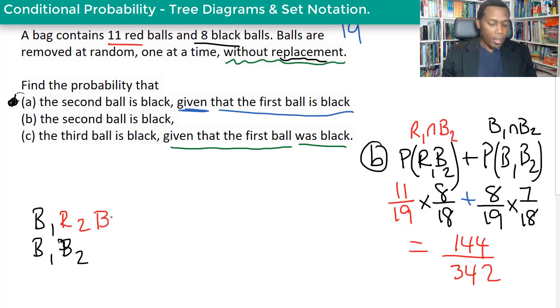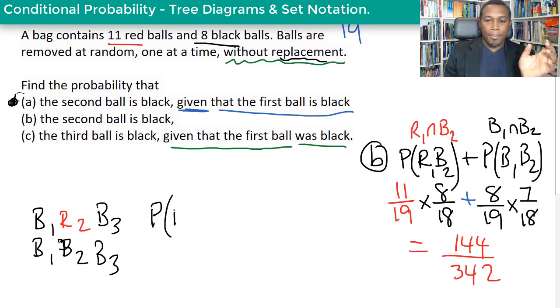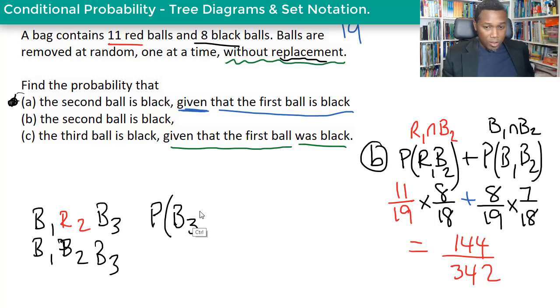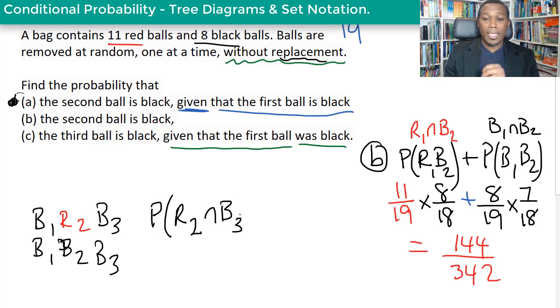And I can just put in here black 3, third black, so I'm just putting B3, third black, B3, okay? And what we're seeing is that we want given that the first is black. So what do I want? If I link this up in set notation, what do I want? I want the probability of red in the second try and black in the third try, given that I had black first. That's what this probability is, B1, then R2, then B3.